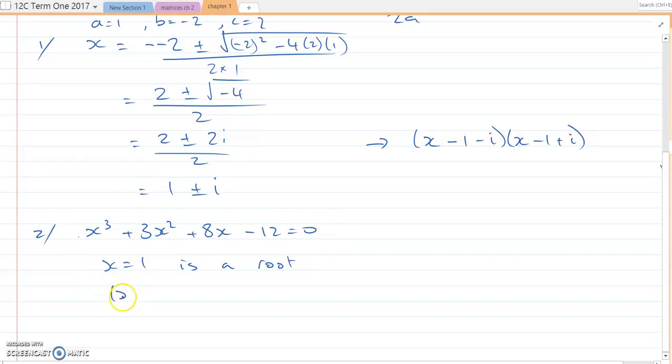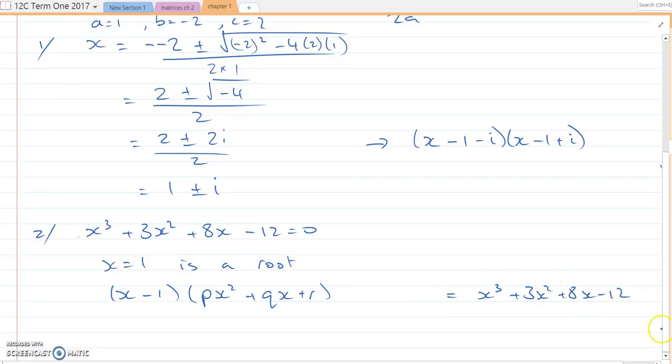So we already know that x minus 1 is a factor. So we can then do what we did earlier. We've got to multiply this by a second degree polynomial, px squared plus qx plus r, and when we multiply that all out, we're going to get this right side. Okay, so just another one of these. So let's just go through step by step.